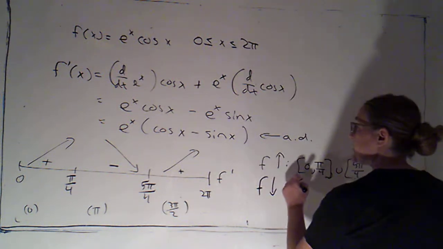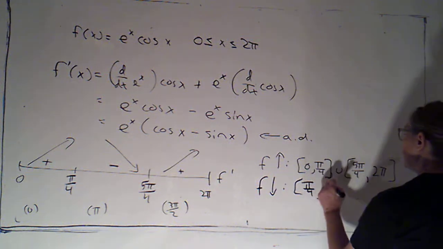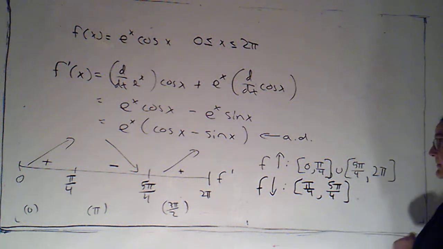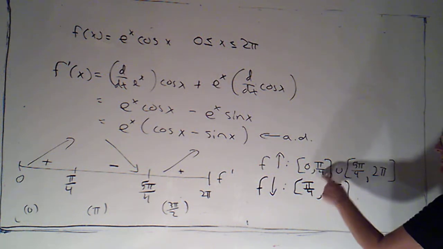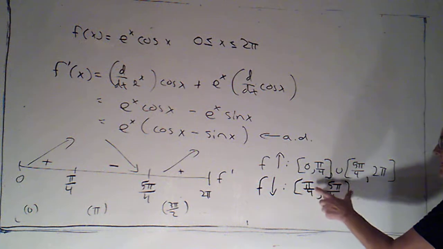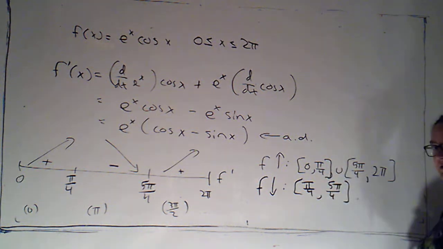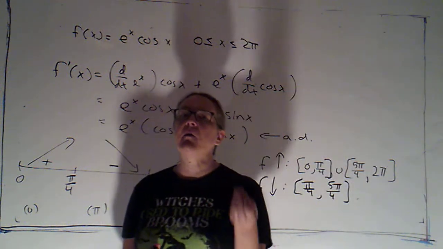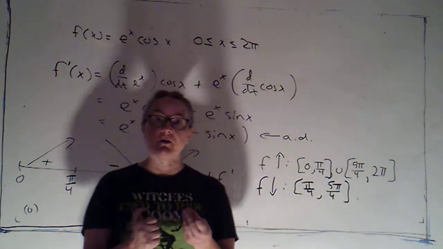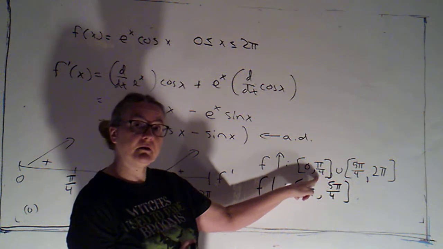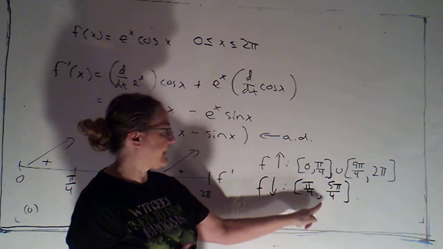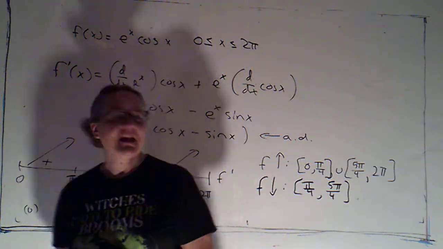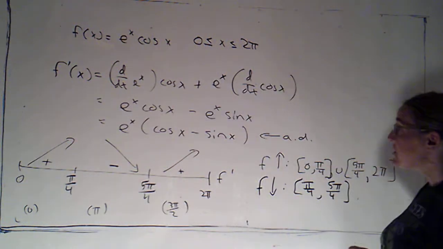f is then decreasing from pi over 4 to 5 pi over 4. I include those endpoints. This does not mean I'm saying that f is increasing at pi over 4 and decreasing at pi over 4. Because again, the definition of increasing and decreasing is not about what's happening at an individual point. It's talking about what happens if you compare points in an interval. And if I compare points in this interval, the point on the left is lower. And if I compare points in this interval, the point on the left is higher. Okay, so that's our increasing and decreasing.